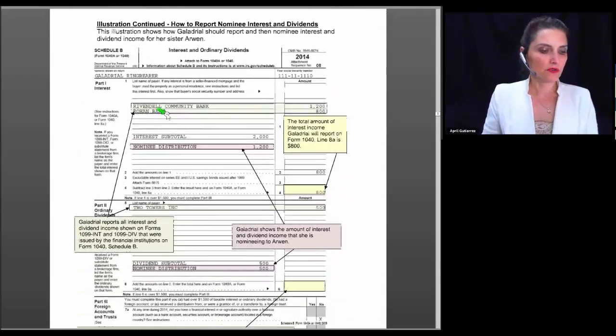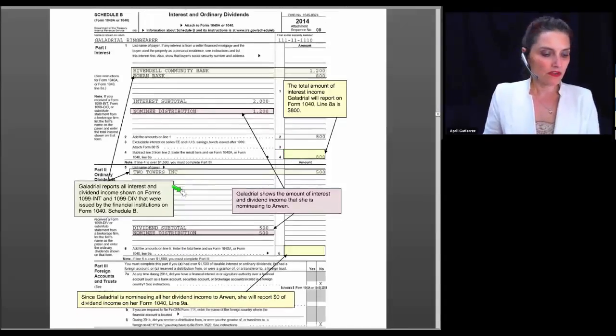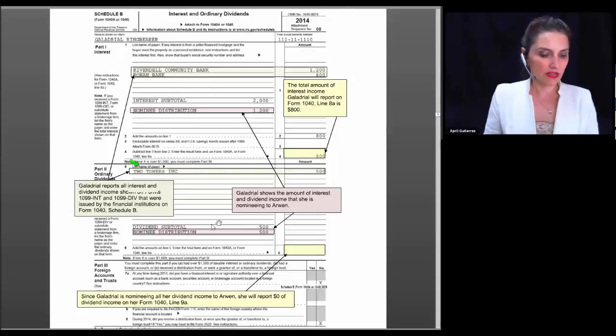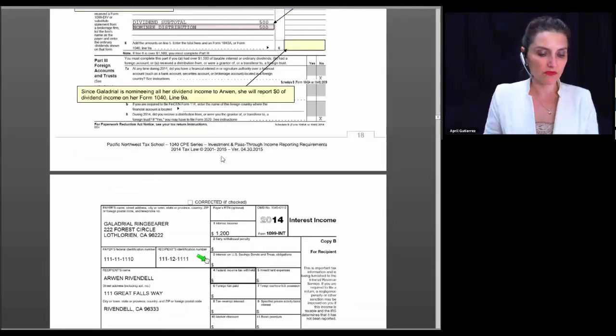We go over to her Schedule B, and on the Schedule B, we show the interest payments received. We subtotal that interest up, $2,000, and then we subtract out the nominee distribution amount. And the total is the amount that Galadriel will actually report as income on her tax return. We then go down and show the Two Towers, Inc. dividend income coming in. We show the nominee amount going out. And ultimately, because all of the dividend income belongs to Arwen, Galadriel will report 0 dividends on her own return. And then, of course, she is reporting that she does not have interest in a foreign financial account and did not receive distributions from a foreign trust.